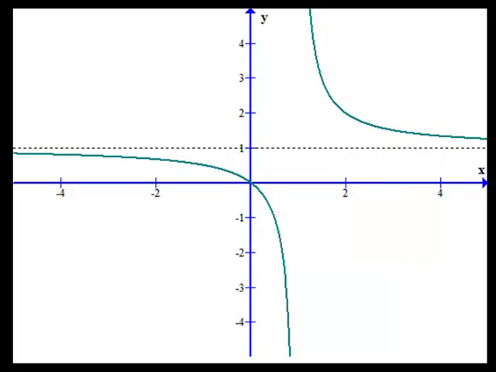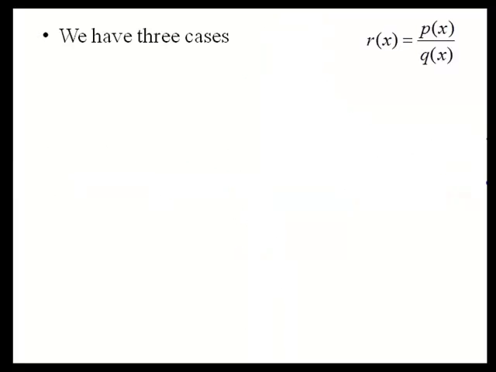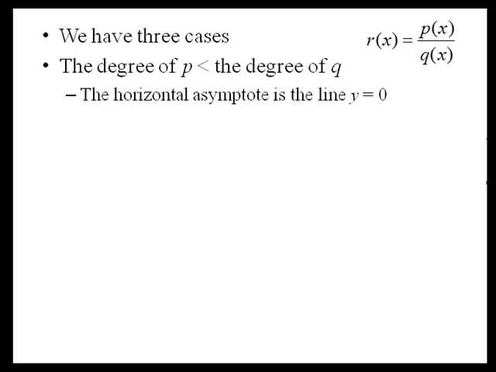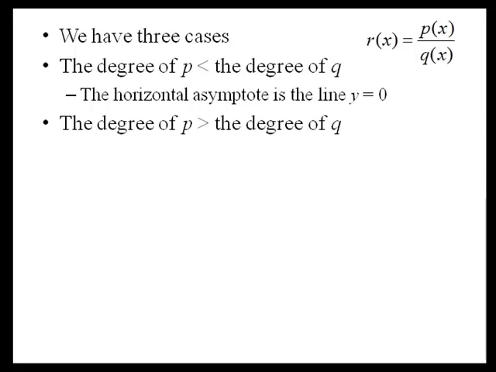Let's talk about shortcuts for determining from an equation whether or not we have a horizontal asymptote. We have three cases we want to be aware of. If our rational function is p of x over q of x, and the degree of p is less than the degree of q, so the degree is larger on the bottom, then the horizontal asymptote is the line y equals 0, because the bottom is growing faster than the top and it pulls it down to 0.